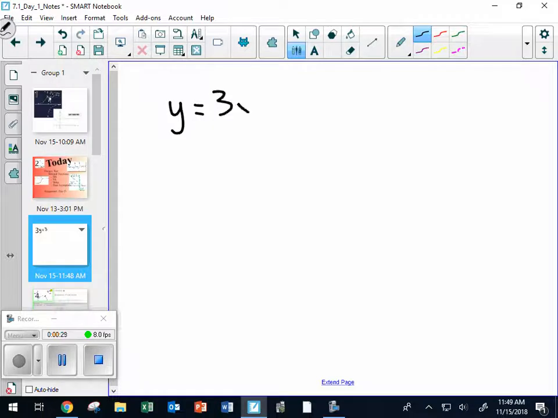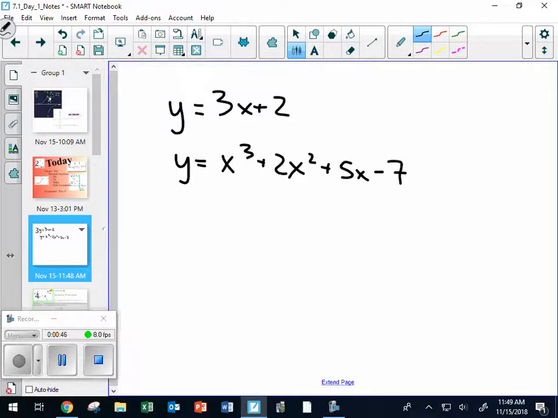All right, 3x plus 2. That's a good polynomial. Who can give me another example of a polynomial? Right. That is another polynomial there.